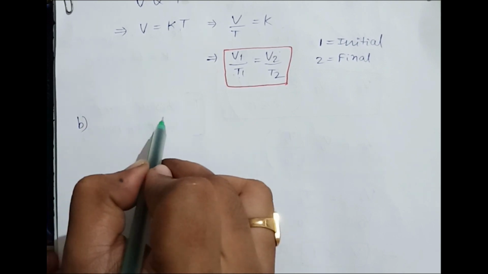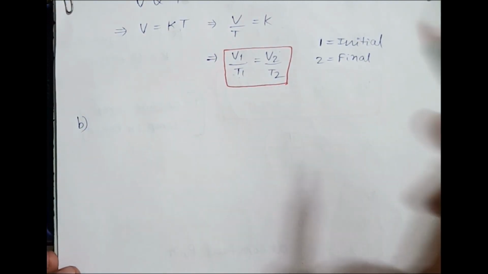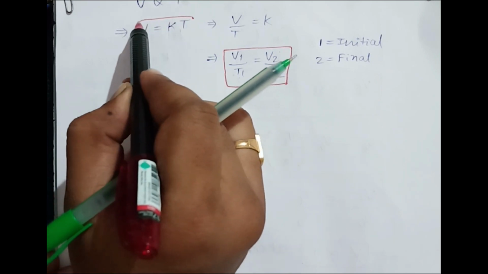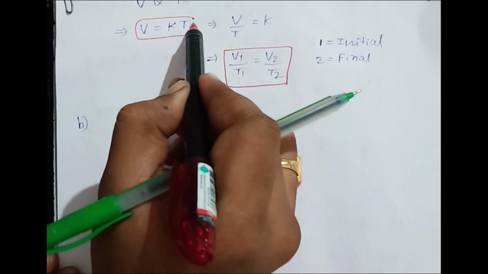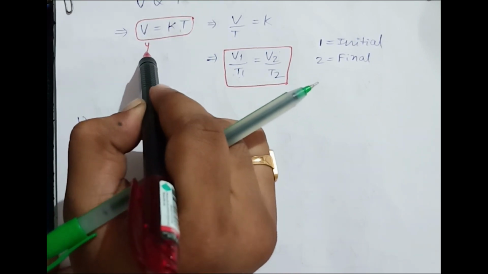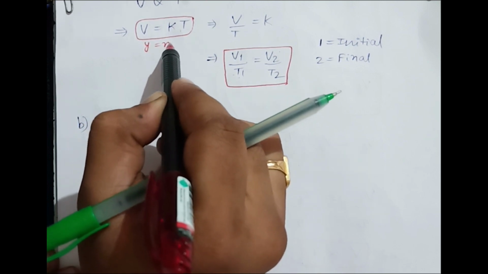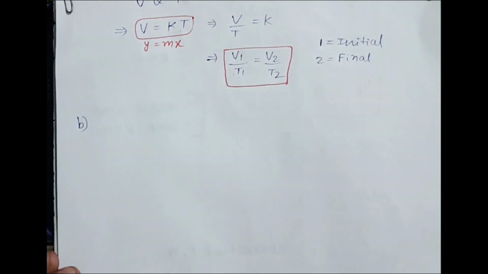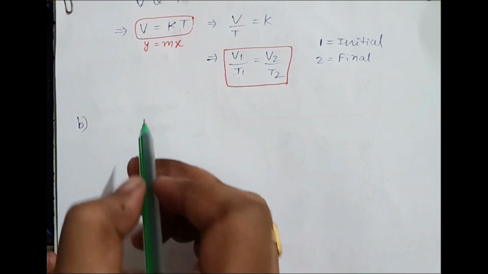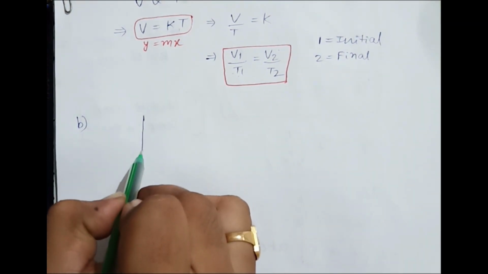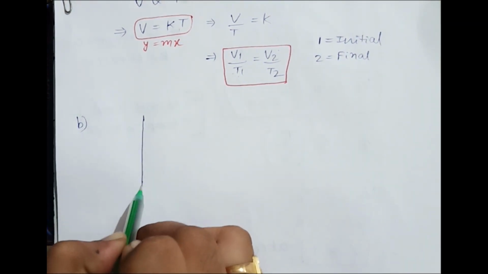The graph is volume versus temperature. So you can see this is very clear. V is equal to KT. Again it is looking like y is equal to mx. So it is a y is equal to mx graph. How does it look? It is a straight line, right? A straight line passing through origin.